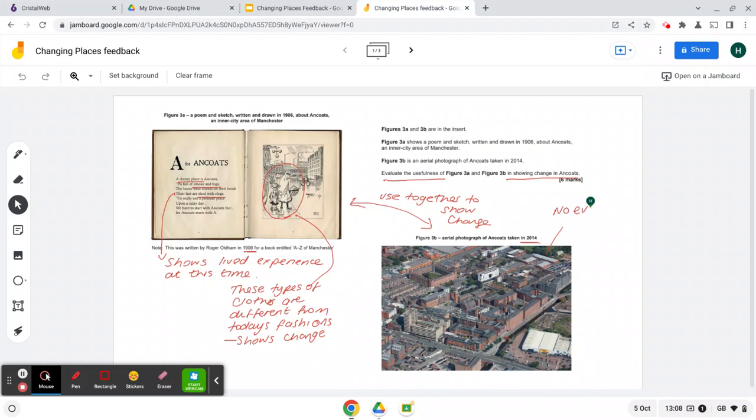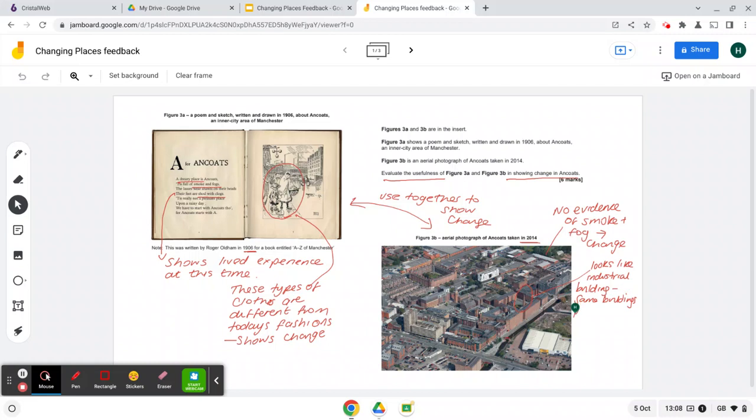No evidence of smoke and fog. The buildings look similar to those mentioned and drawn in figure 3A. So we've got a chimney here. It looks like an industrial building. So we've got the same buildings.